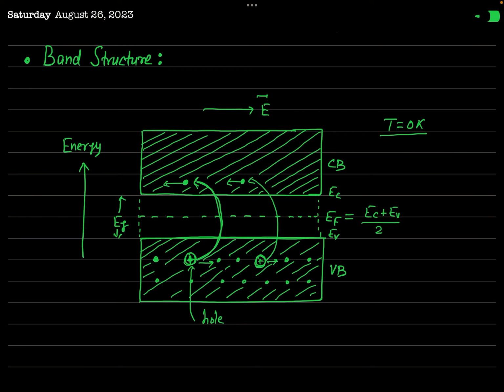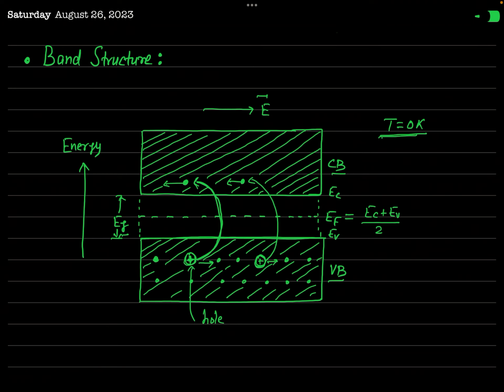At T equal to 0 Kelvin, this valence band of a pure semiconductor is completely filled by electrons. And this conduction band is completely empty. There is no electron in the conduction band at 0 Kelvin temperature. And these two bands, valence band and conduction band, are separated by an energy gap which is called forbidden energy gap or band gap, and the energy of the band gap is Eg. You can see.